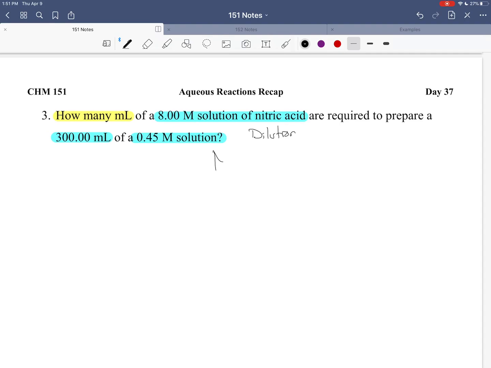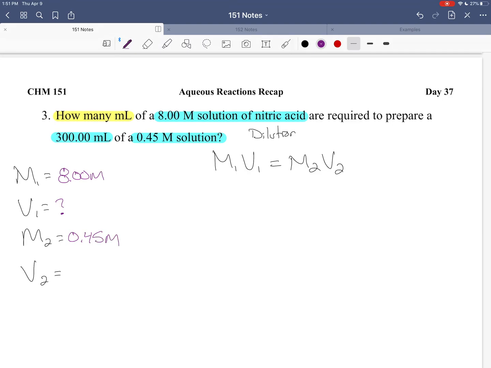And so we have M1V1 equals M2V2. M1 equals, V1 equals, M2 equals, V2 equals. All right. So let's see here. M1, 8 molar. Don't know V1. M2, 0.45 molar. And V2 is 300 milliliters. I'm looking for V1.